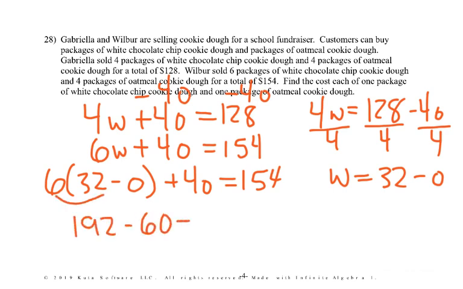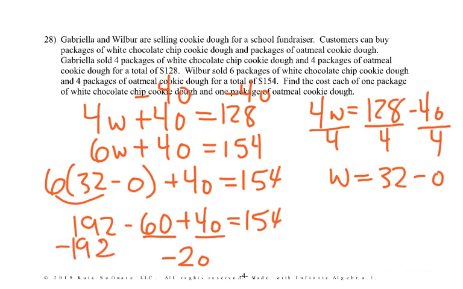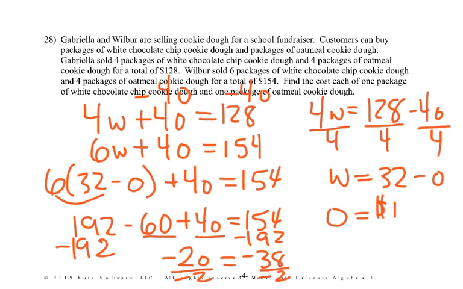Okay, and I would get 192 minus 6O plus 4O equals 154. Negative 6O plus 4O would be negative 2O. Subtract 192. We get negative 38, so divide by negative 2. And the oatmeal package, the cost is going to be 19. Ooh, that's expensive, $19. If that's $19, I go 32 minus 19, right? Because I could put 19 right there. For the white chocolate chip, that would be $13. Okay? Again, I could graph it or do anything like that. But there we go, guys.